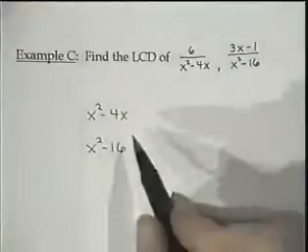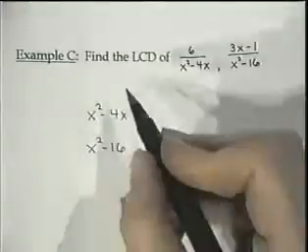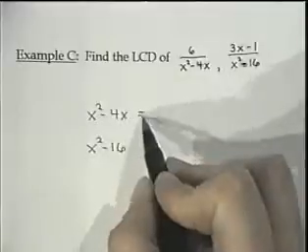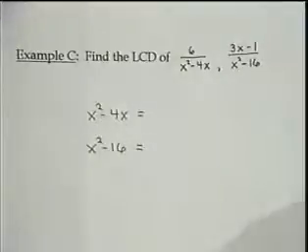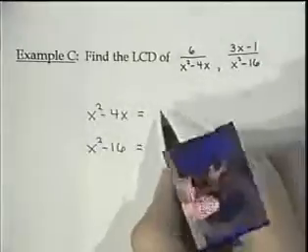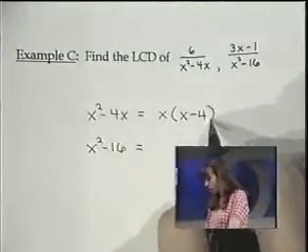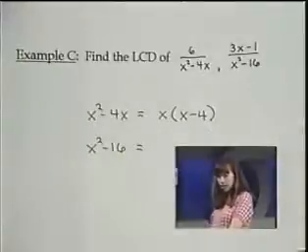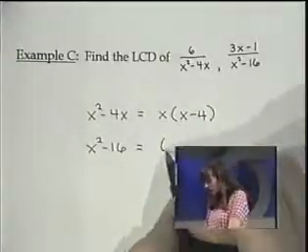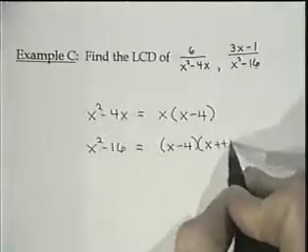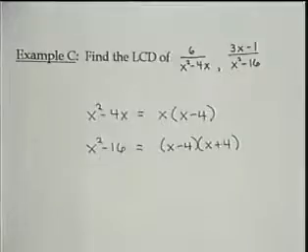As always, the key is factor first. Whenever you're dealing with complicated rational expressions, factor first. So let's factor. Take out an x, and you're left with x minus 4. And that's as far as that one will factor. And down here, this is a difference of squares, so it factors as x minus 4 times x plus 4.